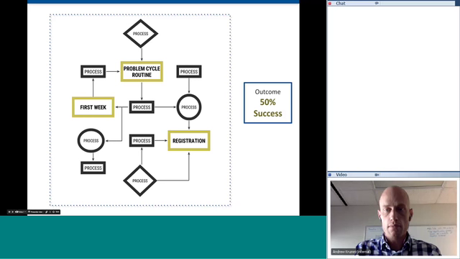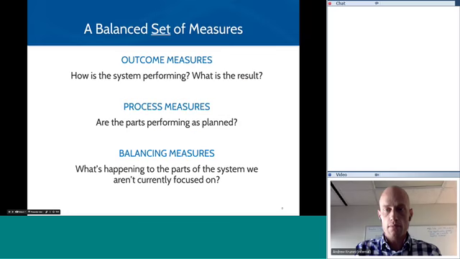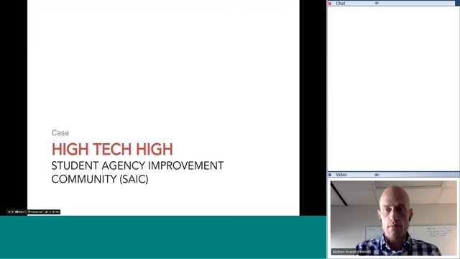And then the question becomes, well, what does that look like, and how do you do that? I'll run through a case of a charter group that's working down in Southern California. Their name is High Tech High. They're also part of Carnegie's Student Agency Improvement Community. I won't be able to do their work justice, but I've simplified it slightly so we can start to think about how measures get used in an improvement context. So I give them all of the credit for the amazing work, and I'll take all the credit for anything that I don't get quite right.